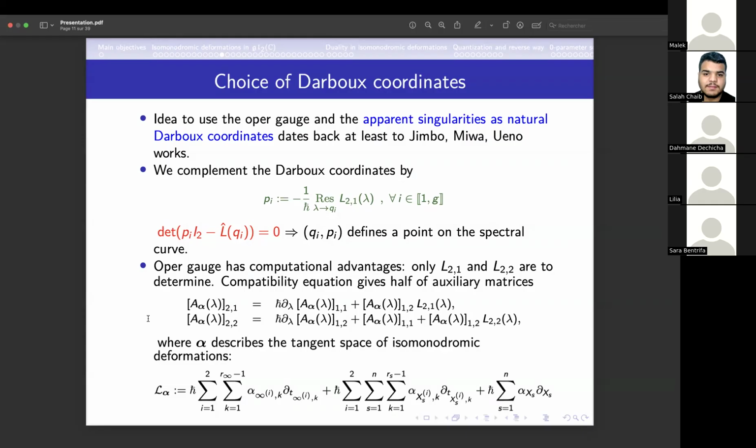We complement the Darboux coordinates by the dual coordinates defined on the spectral curve or defined through the residue formula, the residue of L21. And our next goal is to consider general isomonodromic deformations, so literally with this operator, L of lambda, and go to solve the compatibility equation given by these two entries, literally. And this supposedly will give us Hamiltonian evolutions of the Darboux coordinates.